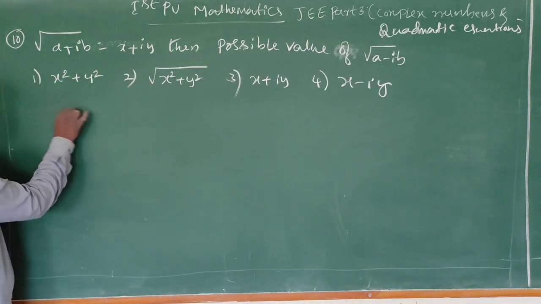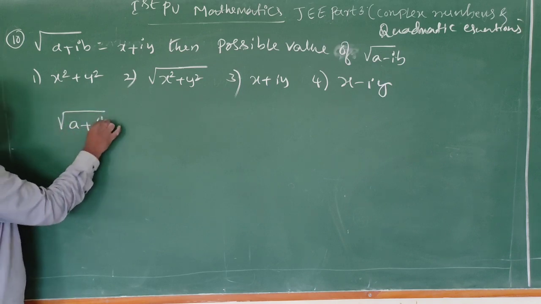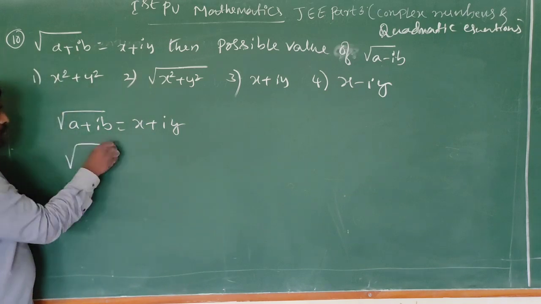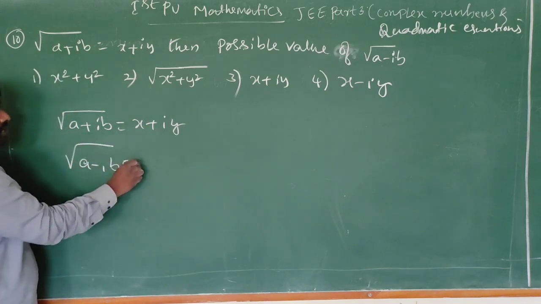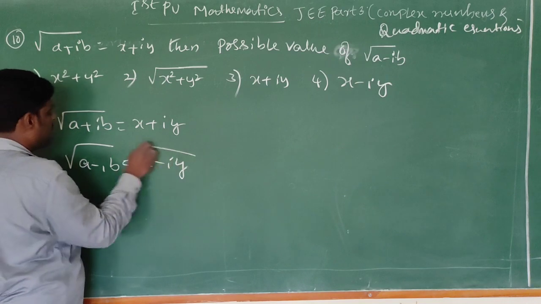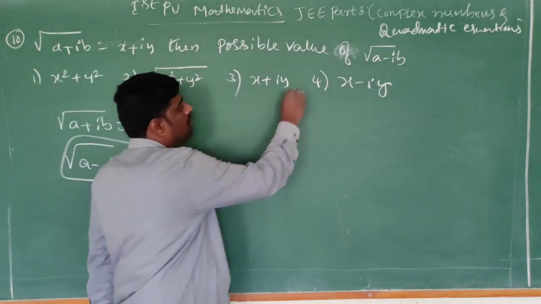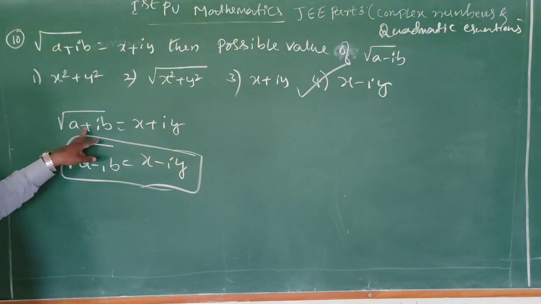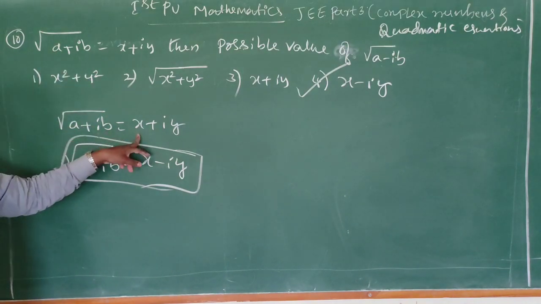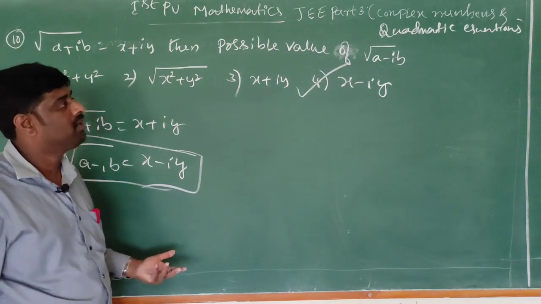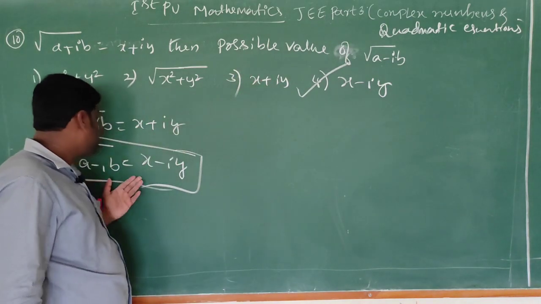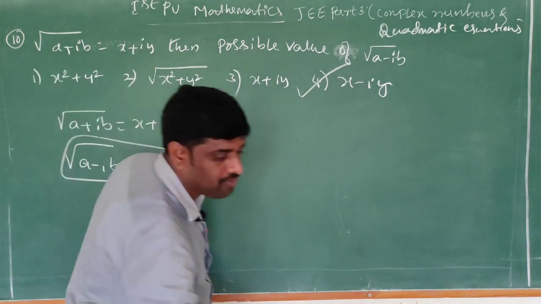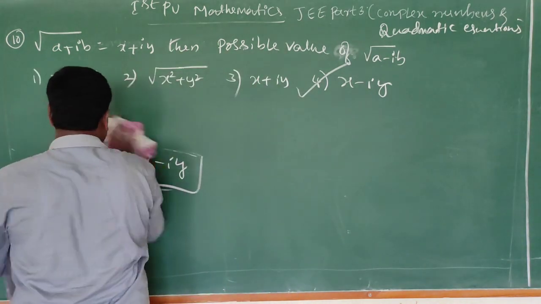Dear children, square root of a plus ib is equal to what? X plus iy. Square root of a minus ib can be written as what? X minus iy. Okay, which option? Fourth option. Okay, square root of a plus ib form is what? X plus iy. Very simple. Square root of a minus ib form is what? X minus iy. That means fourth option. Next question.